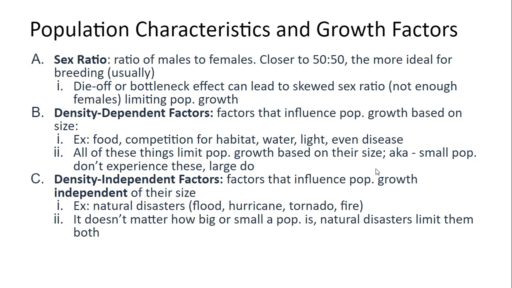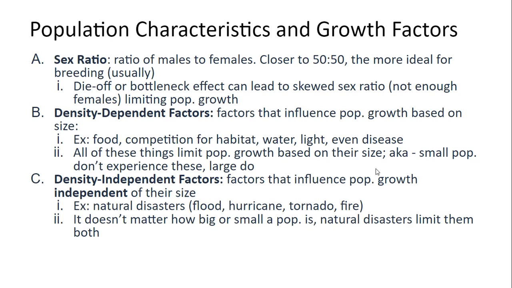And this is where we get into factors that can influence that population's growth. One is density dependent factors, while the other is density independent. We did kind of touch upon these when we talked about R versus K, but going a little bit more into what they mean, a density dependent factor is something that influences the population growth based on its actual size. So this would be the food available, the competition for the habitat, the water, light available, maybe even disease. Because remember, the more people there are in a given area, the more likely that disease is to then spread. So all of these things will limit its population growth based on its size.